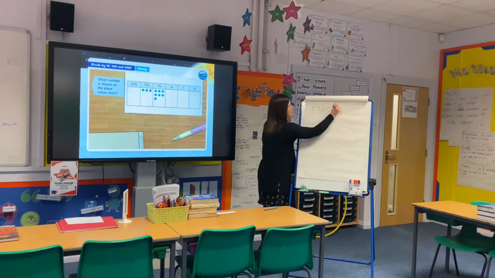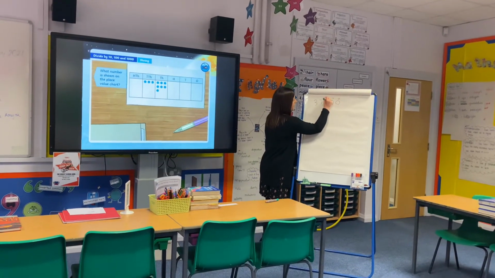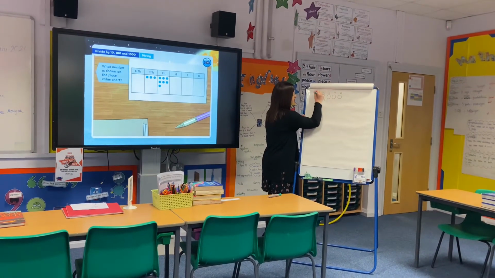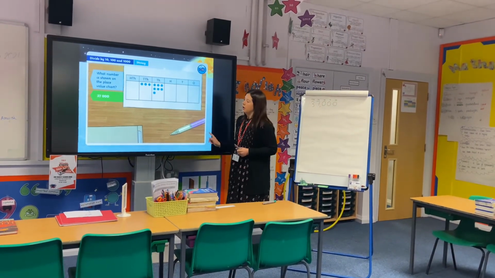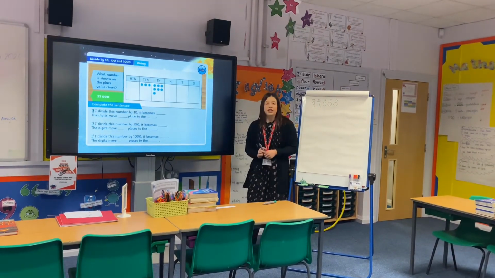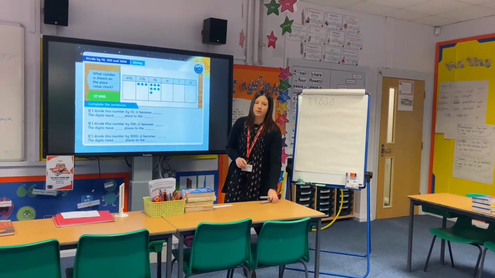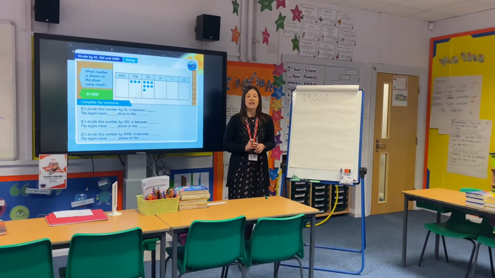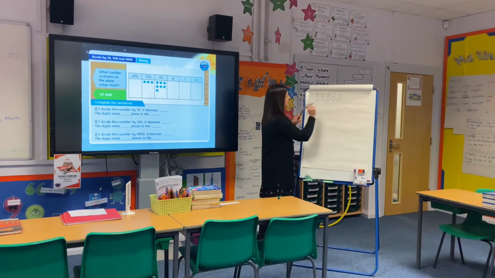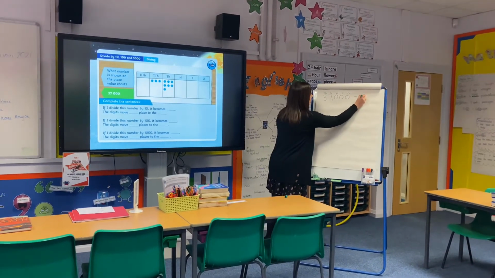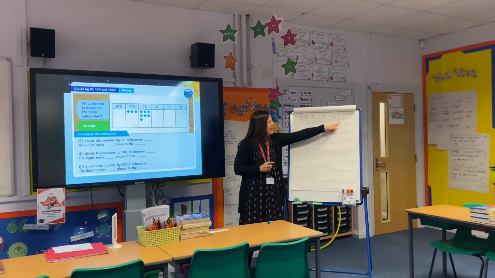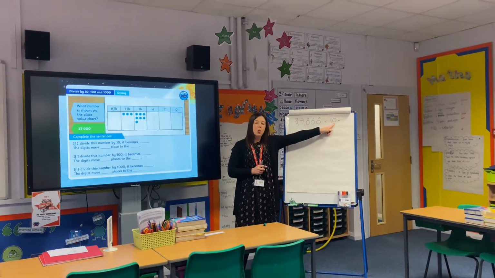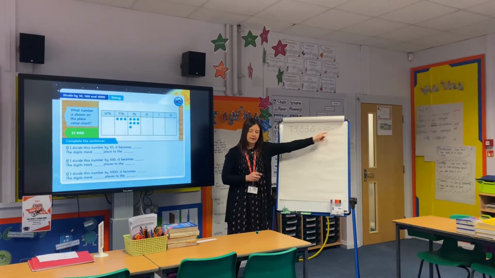I'm going to label my columns to help me. To start with, we're going to divide the number by 10. So we've just talked about how our number gets smaller this time. So 37,000 divided by 10 is equal to... Now, if we have a look, our number needs to move 1 place to the right.